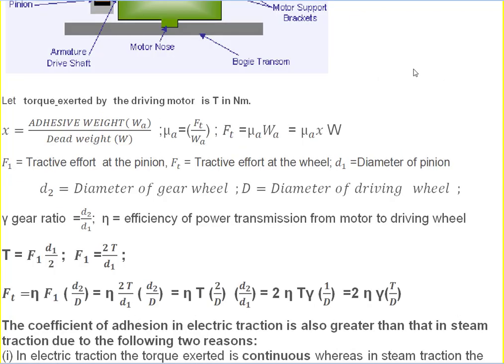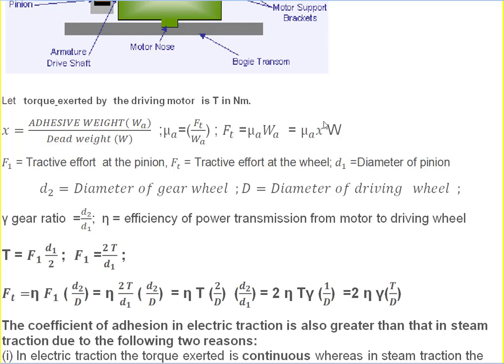So here, once again to summarize, we have seen what is gear ratio, how the pinion is connected to the motor, and how the pinion is connected to the gear wheel, and how the gear wheel is connected to the driving wheel, and what is the coefficient of adhesion, and what is the effect of it, and what is the ratio of adhesive weight to the dead weight. And we have seen what is the tractive effort at the pinion, and from that we have calculated the force acting on it, and then we have seen what is the total tractive effort at the driving wheel or the outer wheel.